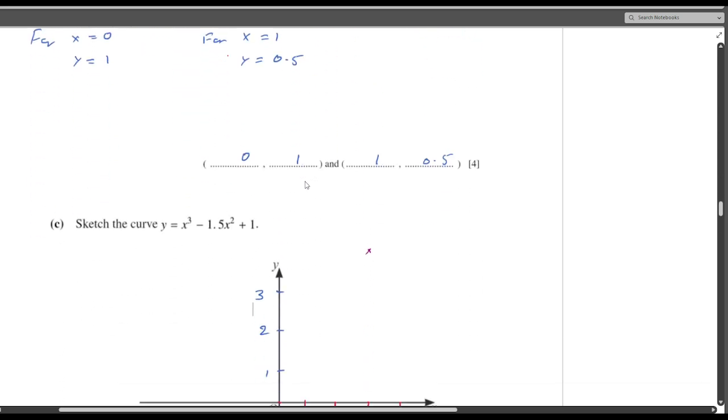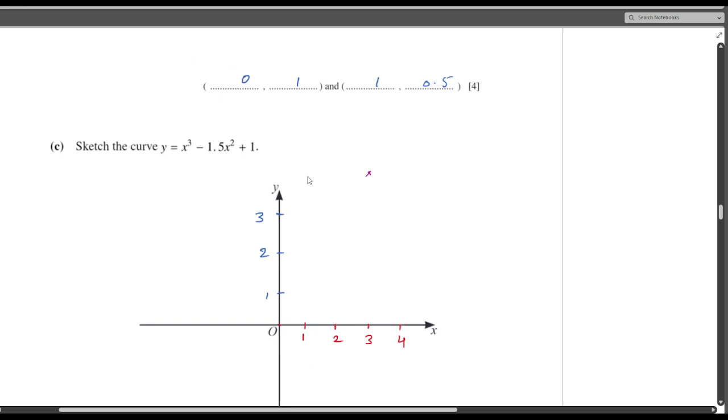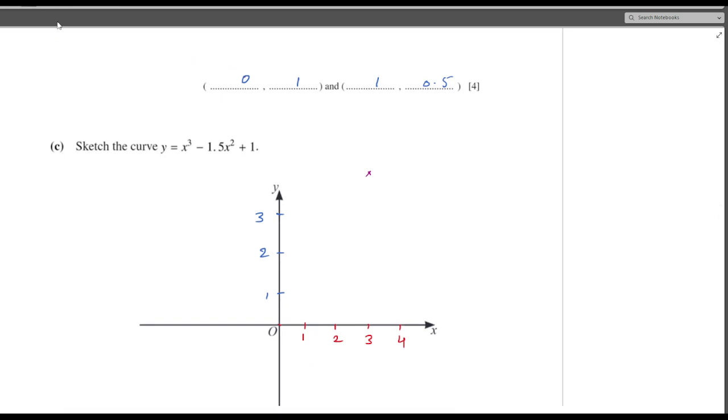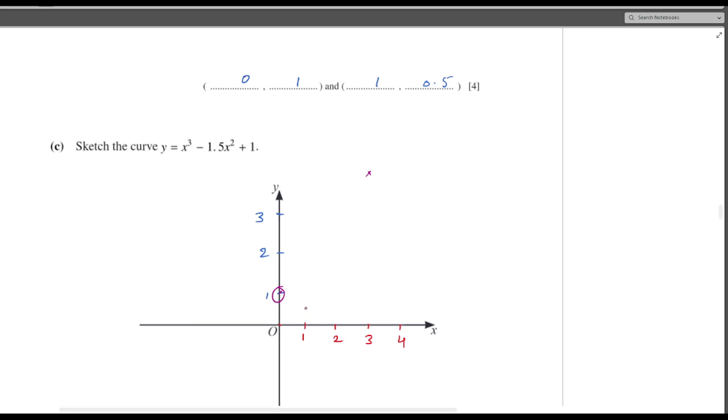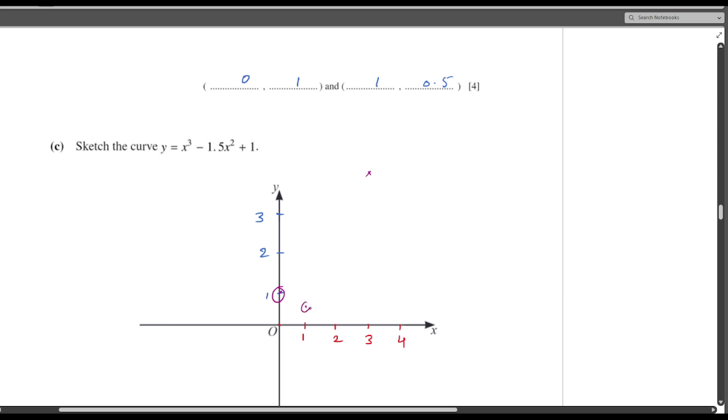Okay, now one point is 0 comma 1 and this is a stationary point. So 0 comma 1 is this point, and 1 comma 0.5 will be somewhere here. So what it indicates is that my curve will take one turn at this point and it will take another turn at this point.